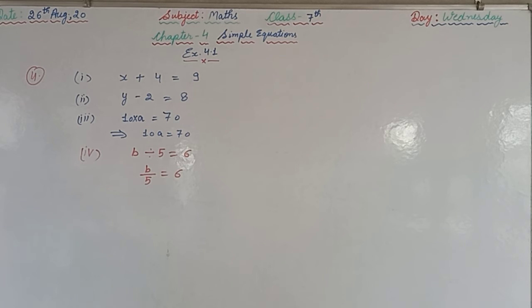Next one, m minus 7 is equal to 3. If 7 is subtracted from number m it gives 3, because here 7 is being subtracted from the variable m. So again we will write, if 7 is subtracted from a number m it gives 3. Third one, 2 into m is equal to 7. Twice a number m is 7.